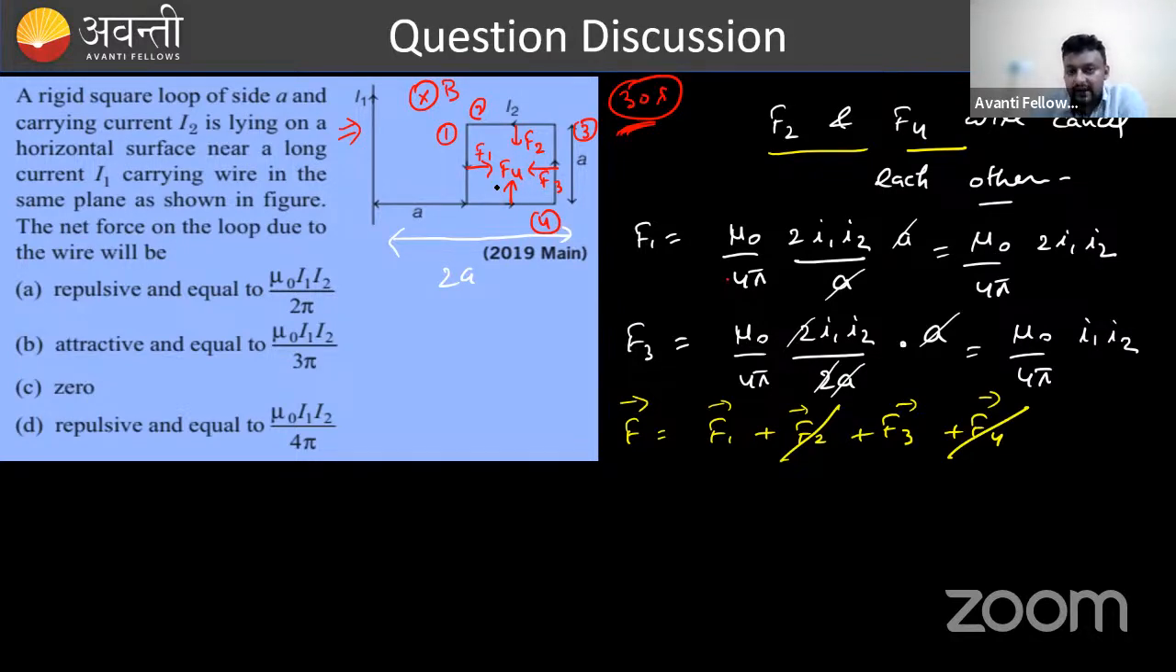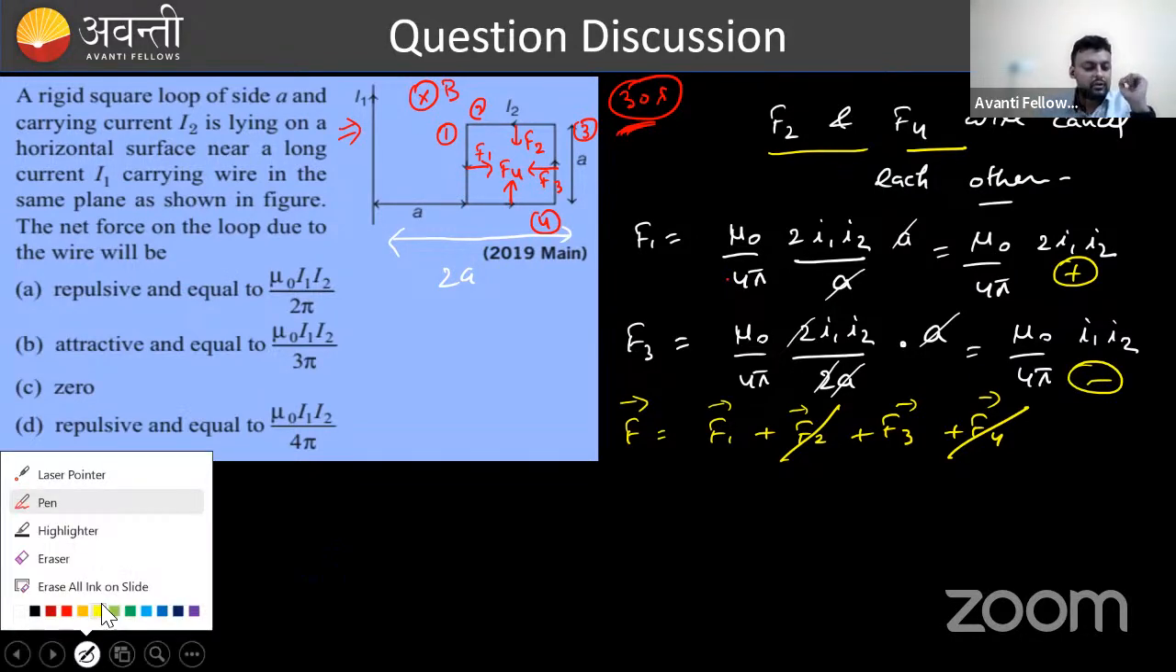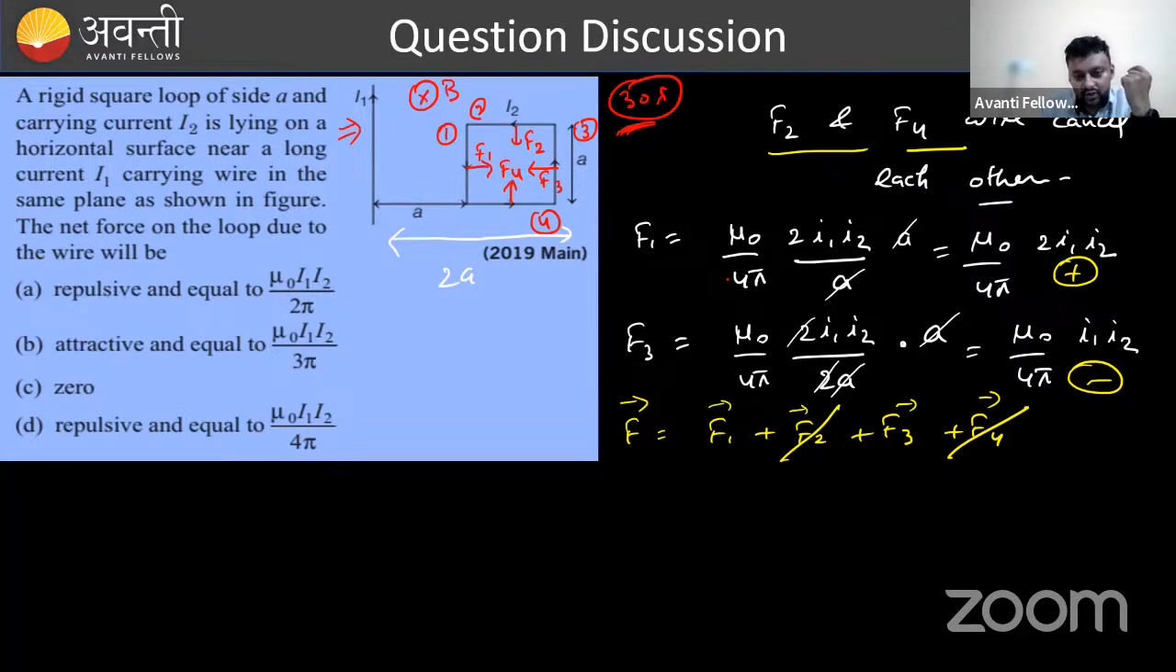The force which is in the right direction, I am taking it as positive. That means this is going to be positive. The force which is in the left direction, I am taking it as negative. This is the sign convention that I prefer. You can choose any reference, any sign convention. So if I write it according to the sign convention, F1 is positive. So this is 2 I1 I2 minus I1 I2.